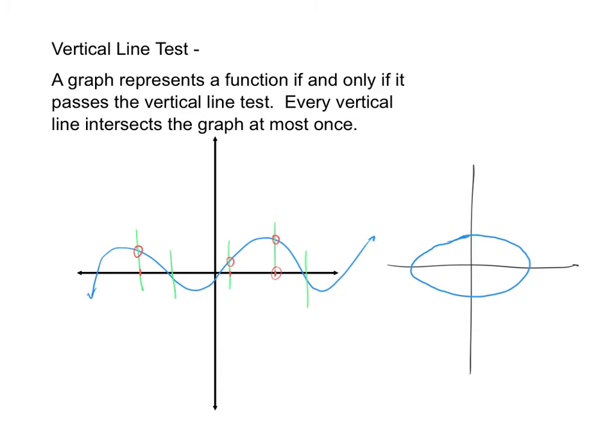This clearly fails the vertical line test. If I draw a vertical line in a few different places through it, it intersects the ellipse twice. So, to go back to the definition, this input corresponds to two different outputs. This input here corresponds to two different outputs. It fails the vertical line test, so it's not a function.